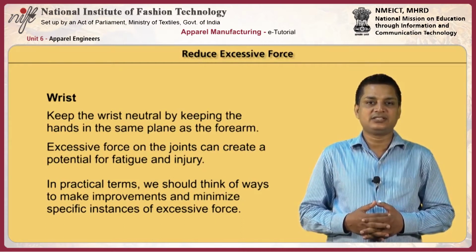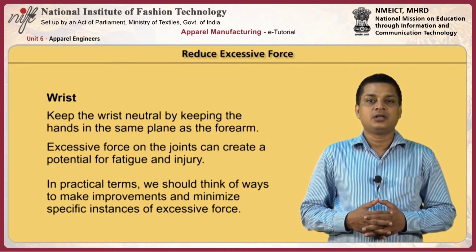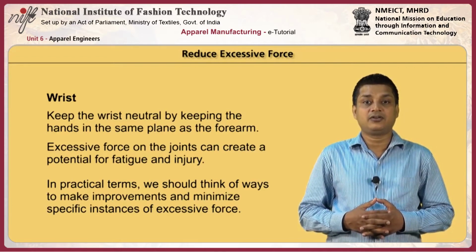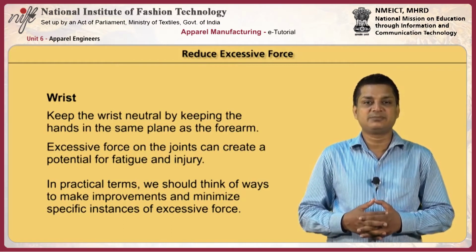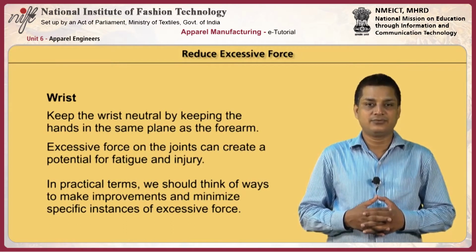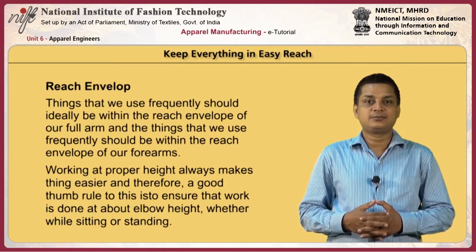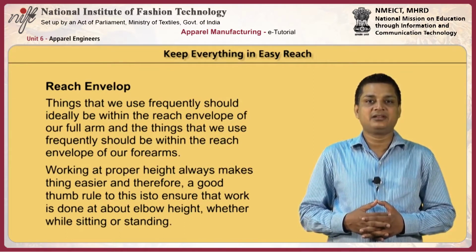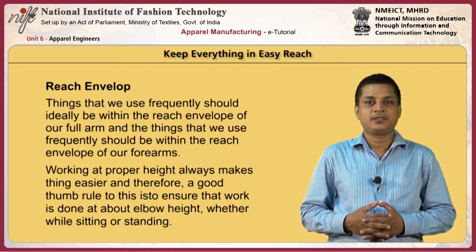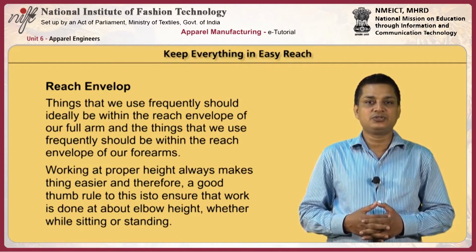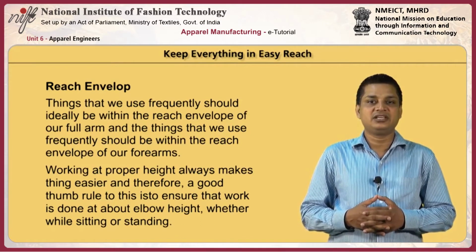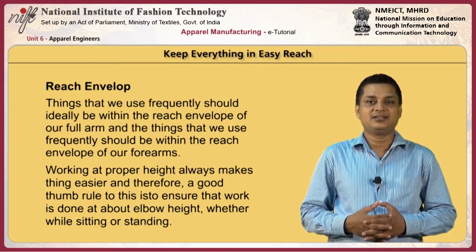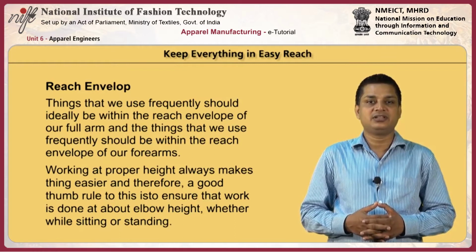Excessive force on the joints can create a potential for fatigue and injury. Therefore, in practical terms, we should think of ways to make improvements and minimize the specific instances of excessive force. It helps to evaluate a task from a specific perspective, keeping in mind the concept of reach envelope, which states that things that we use frequently should ideally be within the reach envelope of our full arm, and the things that we use frequently should be within the reach envelope of our forearms.